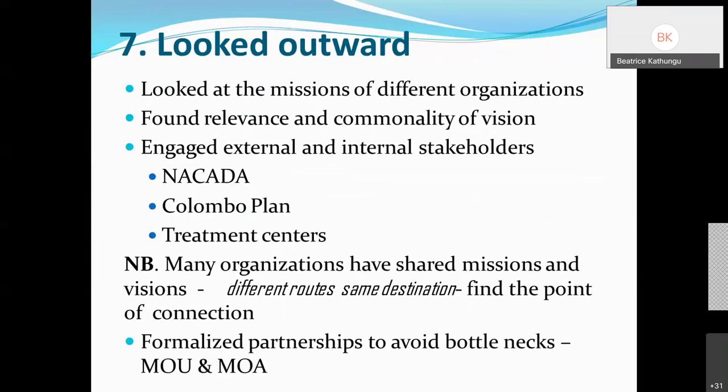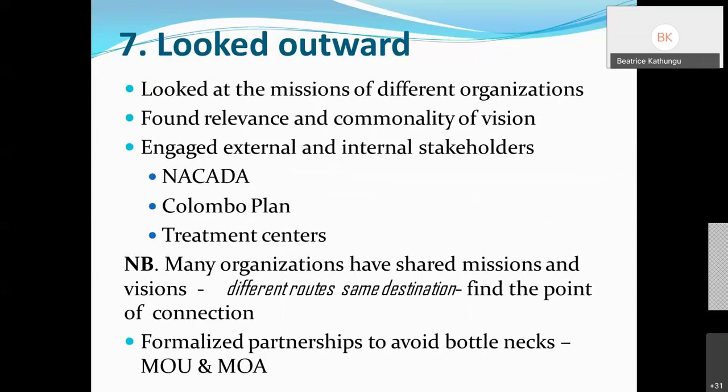We just went into the relevant directorate that is charged with that responsibility. They guided us on how to do it, and we began the process. So we were able to make a partnership, an MOU and an MOA, and that helped. What I would like to caution you about is that if you don't have good formalization of partnerships, you can have bottlenecks ahead. So whatever you do with external partners, please ensure that you avoid bottlenecks.